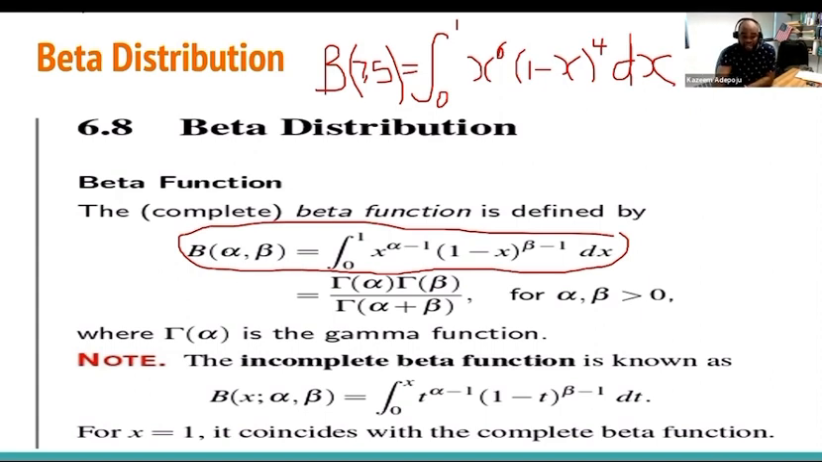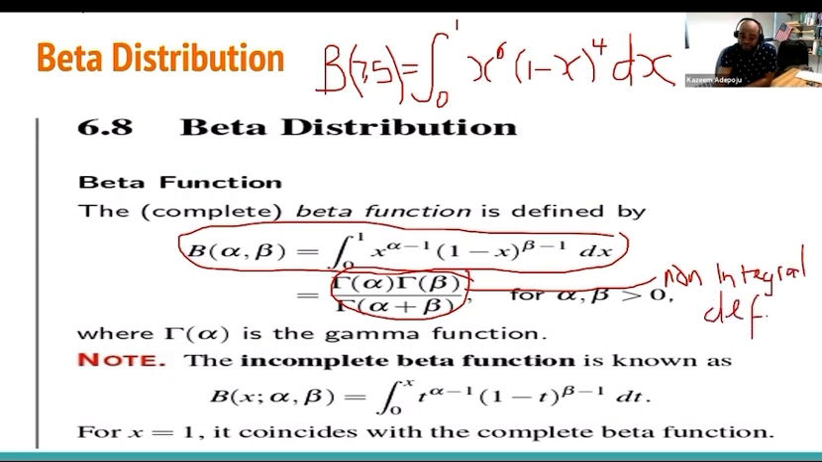Take a look at that. If this is alpha minus 1, and this is beta minus 1, that's why it says 6. Add 1, 7; 4, add 1, 5. Now if this is the integral definition, this is going to be called the non-integral definition. This is the non-integral definition of a beta function.